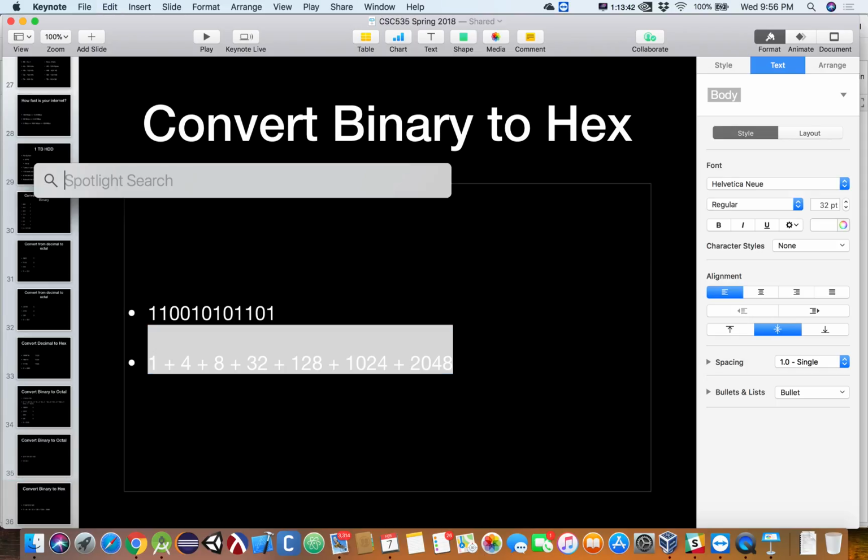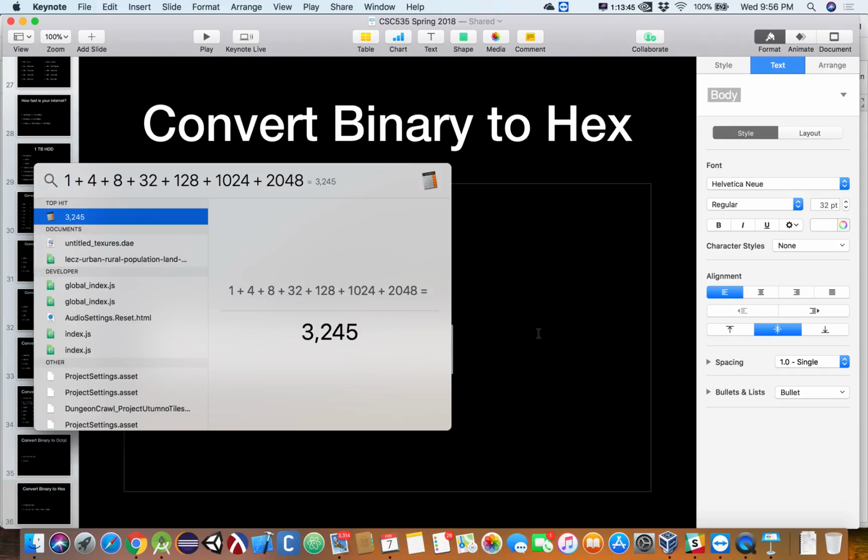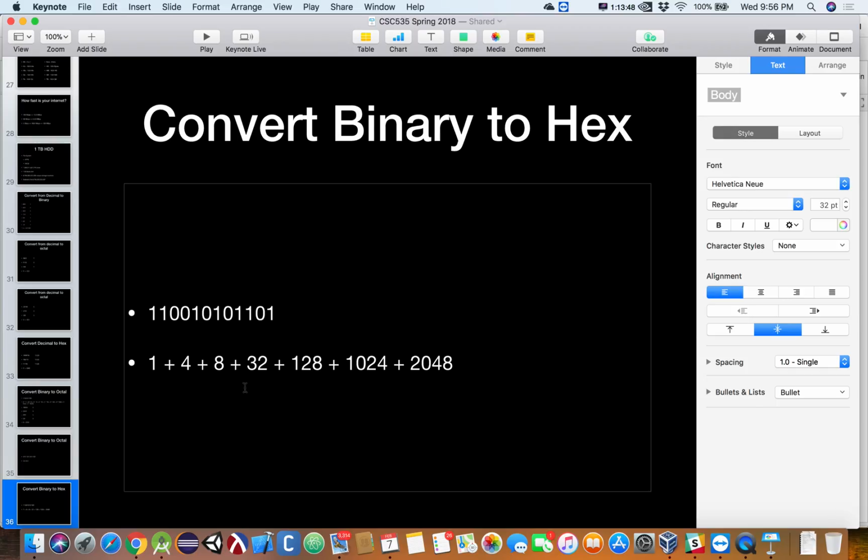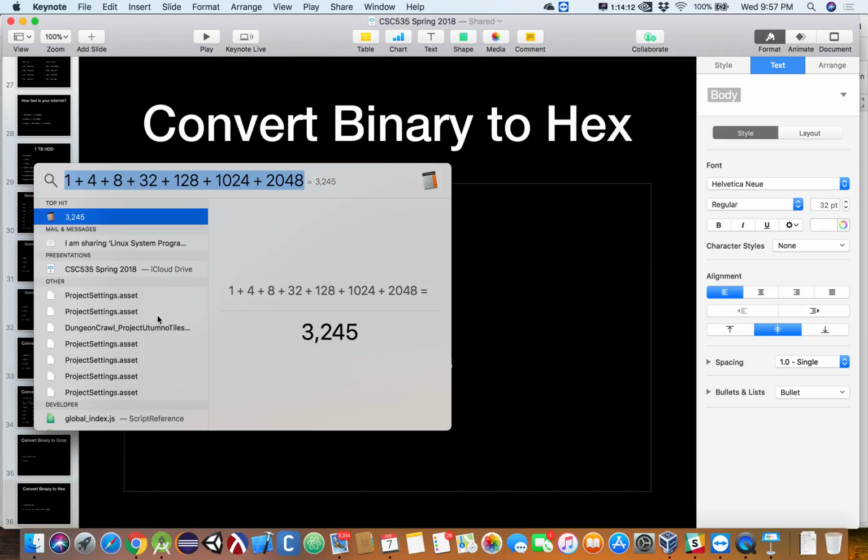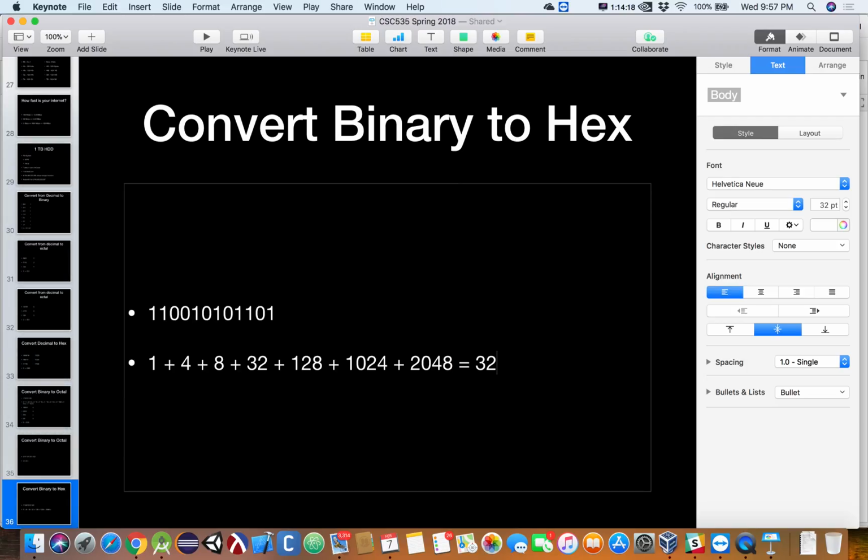And this should give us 2989. Nope, I did this wrong then. One in the ones place, twos, fours, eights, 32s, 128, 256, 512, 1024, 2048. So you have 3,245? Yeah. Oh, then I gave you the wrong number to begin with. I messed up there. All right, whatever.